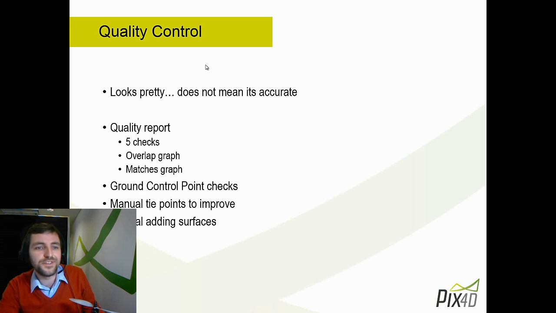And accuracy leads me also to start into quality control. Quality control is really the fact that just because it looks pretty doesn't mean it's accurate. When you really need to go into the accuracy, you need to check many things to be really sure that the whole project is actually good. The first thing is the quality report.